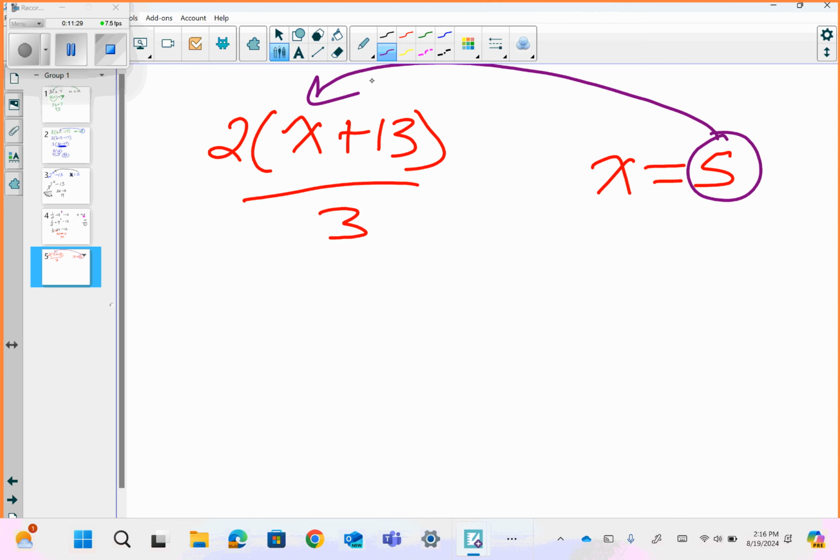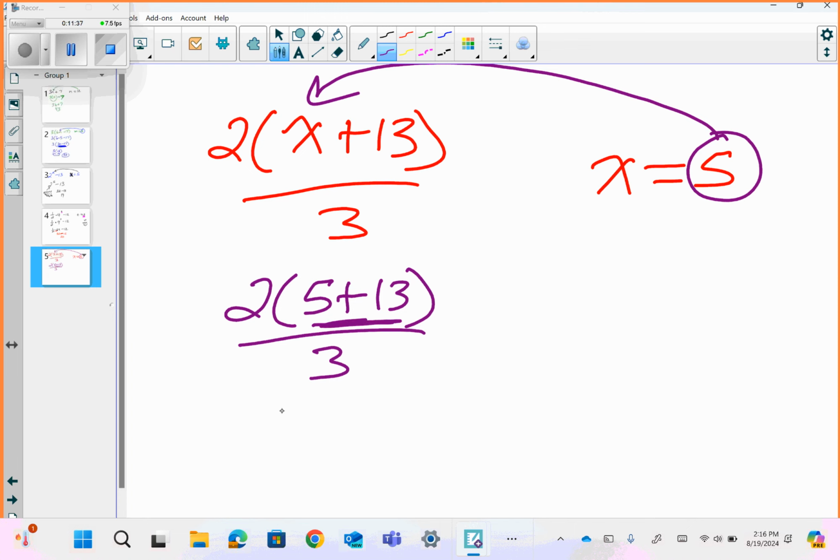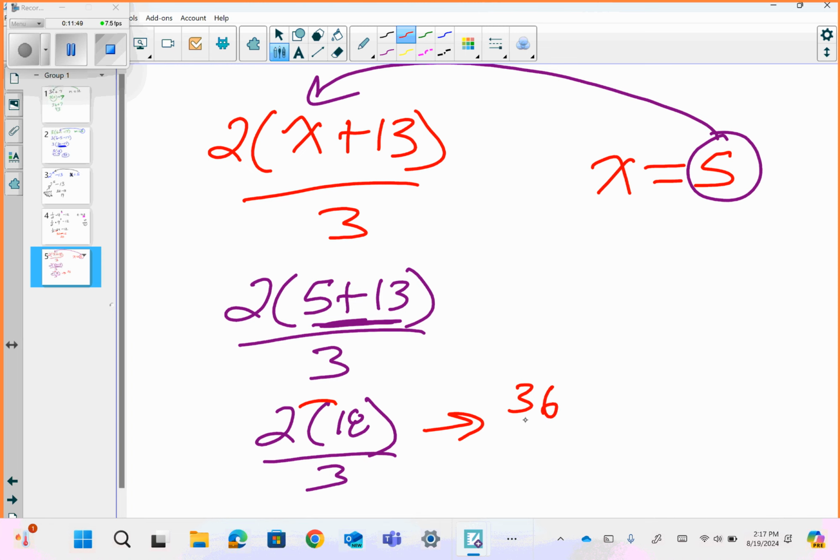You feel good with that? Order of operations would suggest what do we do first? Yeah, add 5 and 13, which is 18. And then order of operations would say what? 2 times 18, which is 36 maybe? Did I do that math right? And then divide by 3. How many times does 3 go into 36? 12.